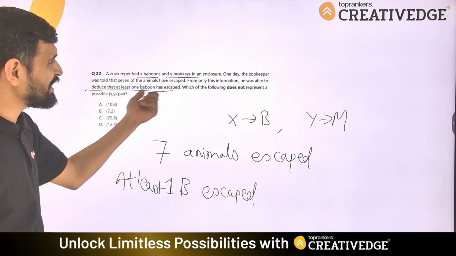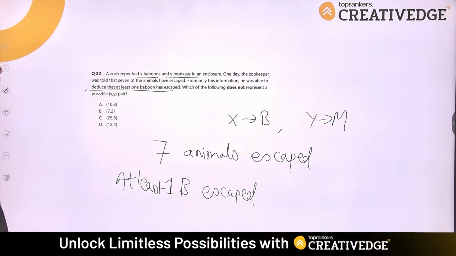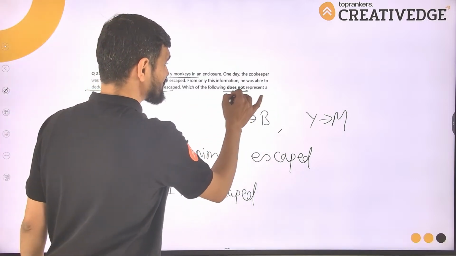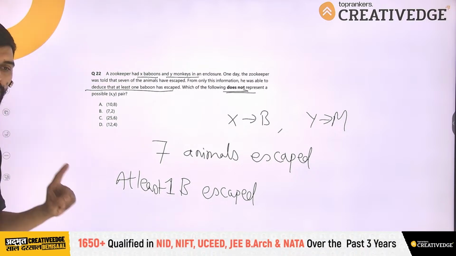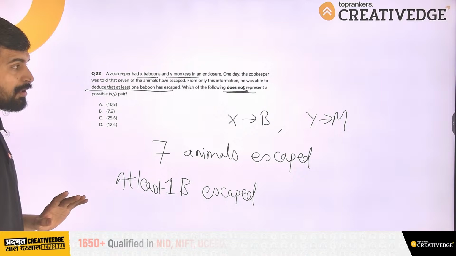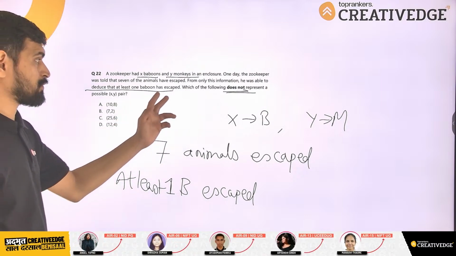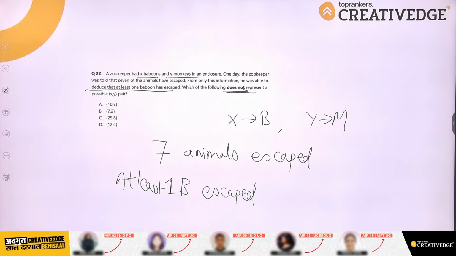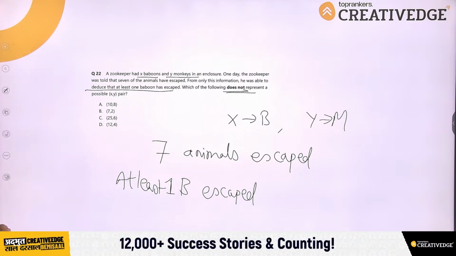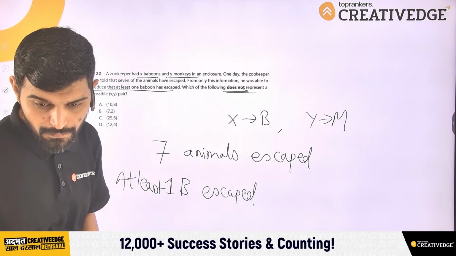So at least one baboon has escaped. Which of the following does not represent a possible XY pair? So there is only one option correct. Right? Because which of the following does not represent? So there will not be more than one correct answer.